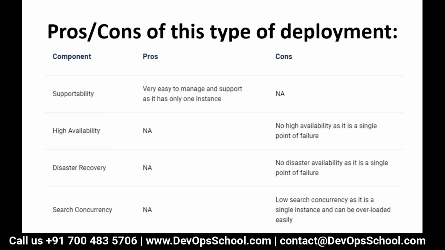Some of the pros and cons for this type of deployment: in terms of supportability, it is very easy to manage and support as it has only one instance. High availability, no. Disaster recovery, no. Search concurrency, no. Not applicable, so you won't have it actually. In terms of supportability, cons are not applicable, but here there is no HA and no disaster recovery.